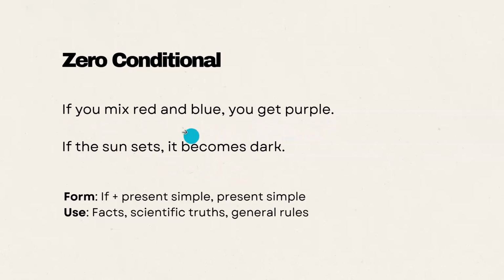Here, both verbs mix and get are in the present simple. It shows a fact that's always true in the same condition. Every time you mix red and blue, the result will always be purple. Another one, if the sun sets, it becomes dark. Again, we see both verbs sets and becomes are in the present simple. This is another universal truth. The action of the sun setting always results in darkness.